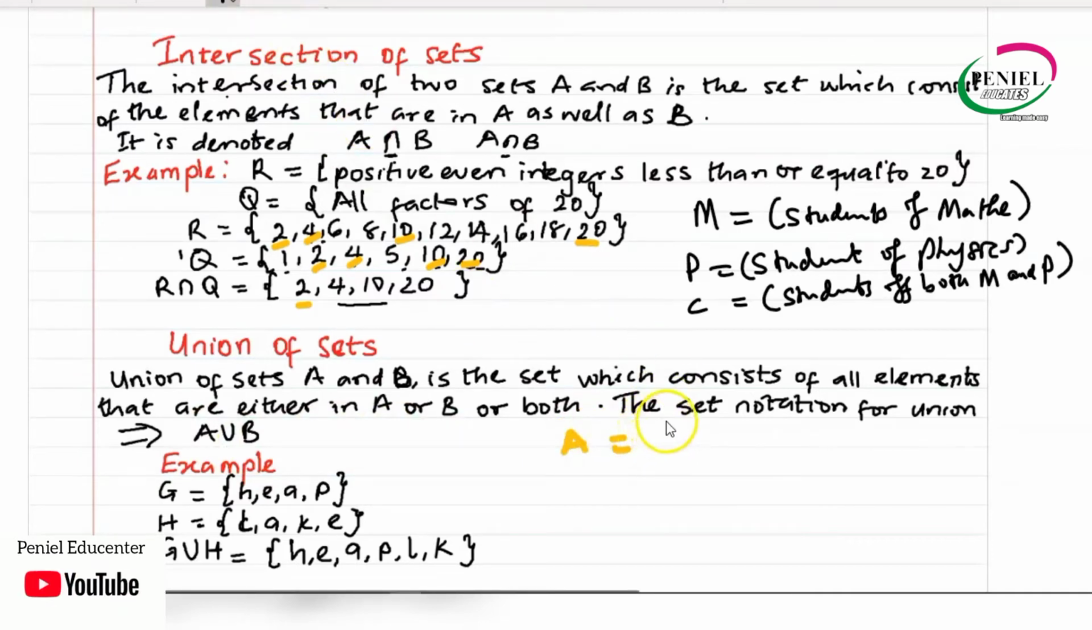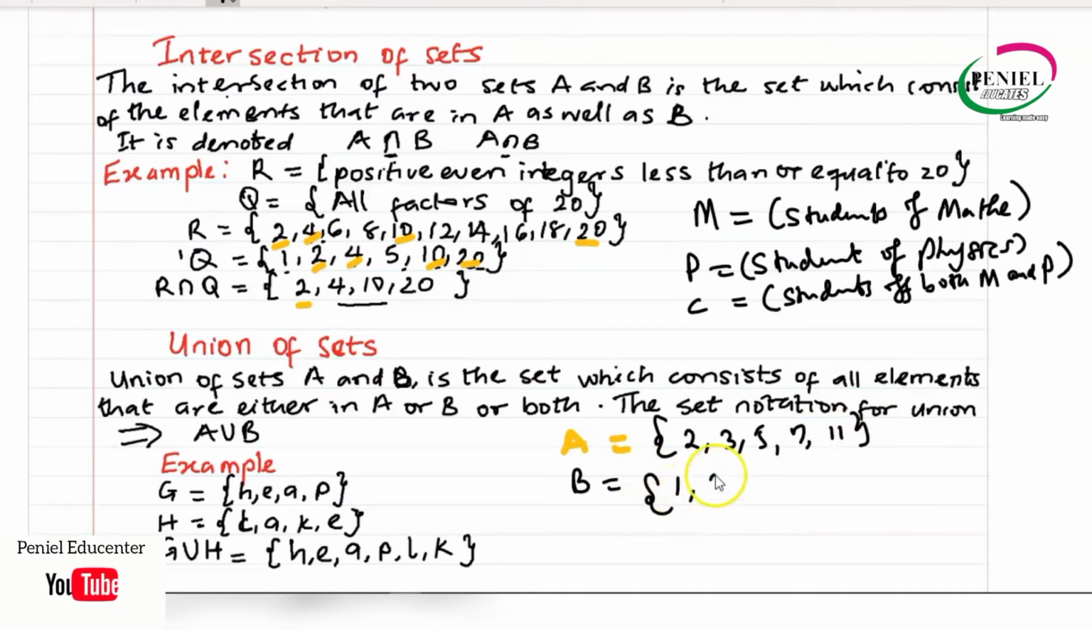A is the set with elements 2, 3, 5, 7, and 11. And B is also giving me 1, 3, 5, 7, and 9. All right, so how do we form A union B?